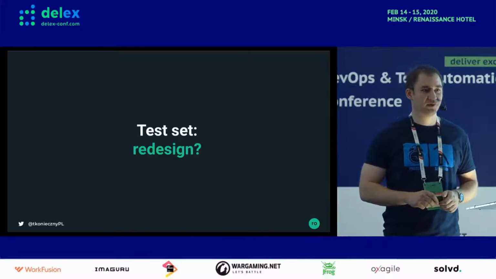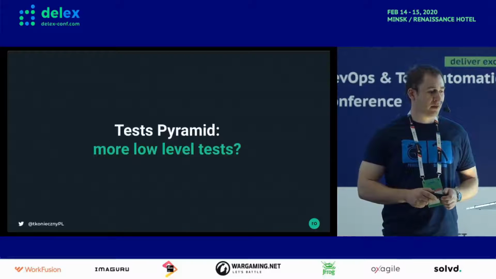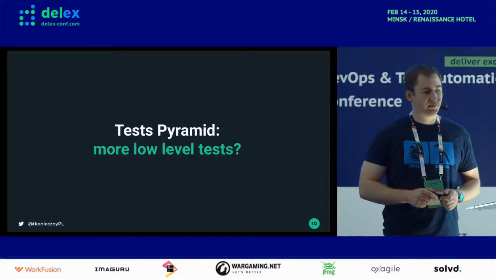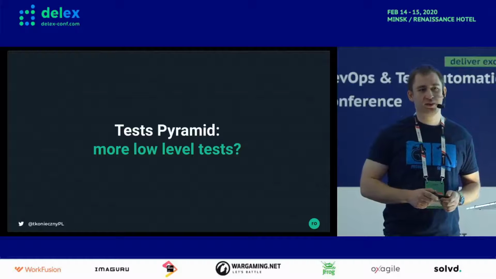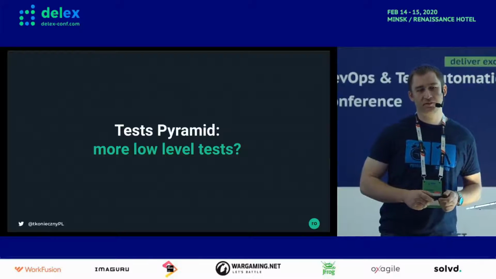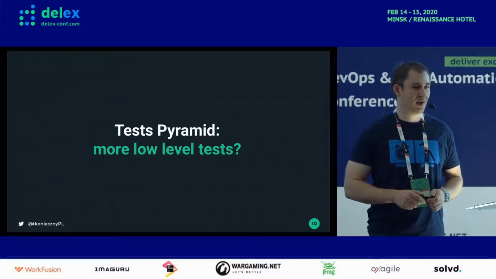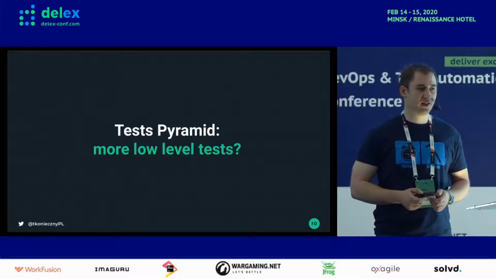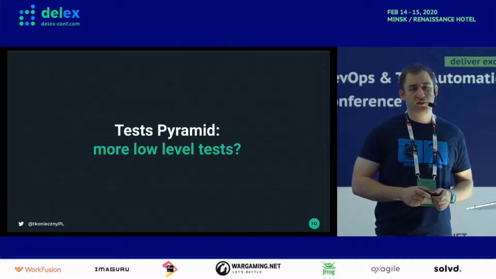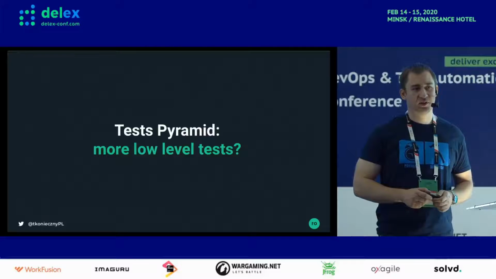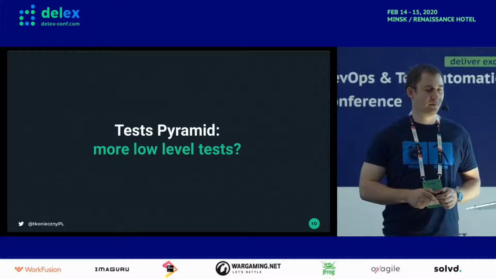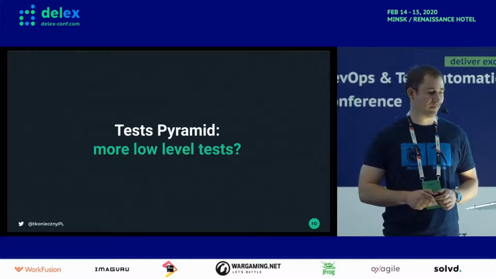And I think we should think about it. Maybe we should think more about the test pyramid. Maybe we can introduce some low-level tests instead of all of these high-level ones. I mean, we still need high-level tests, but maybe we can replace some of them with, for example, some API tests. Maybe we don't need Selenium everywhere.